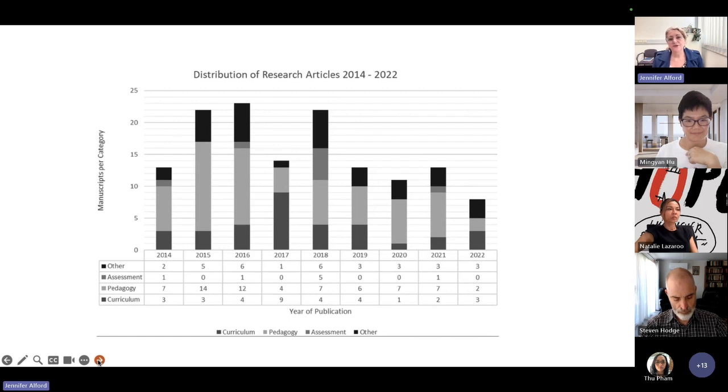In terms of distribution of the 3 message systems across the years, you can see in this graph from 2014 to 2022 the kind of trends across how many papers were about pedagogy. We saw a spike in 2015 and also 2016. There were lots about pedagogy. Assessments sort of sprinkled throughout with a bit of a peak in 2018, etc. So we wanted to see what that looked like across those years.